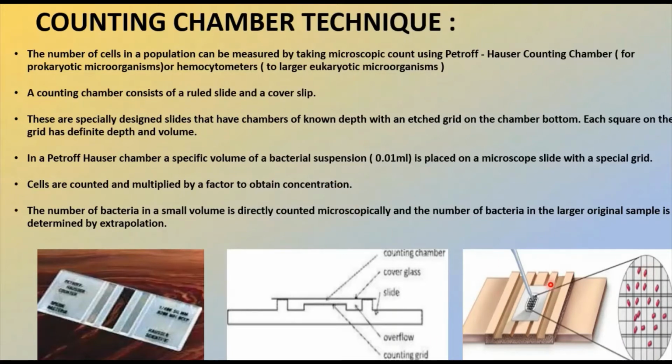In this Petroff-Hausser chamber, we place the bacterial suspension. The volume of bacterial suspension is around 0.01 ml, and it is placed on a microscopic slide with a special grid. Now the cells are counted and multiplied by a factor to obtain the concentration. That means the number of bacteria in a small known volume is directly counted microscopically, and the number of bacteria in the larger original sample is determined by extrapolation. So that's how you are going to do this.